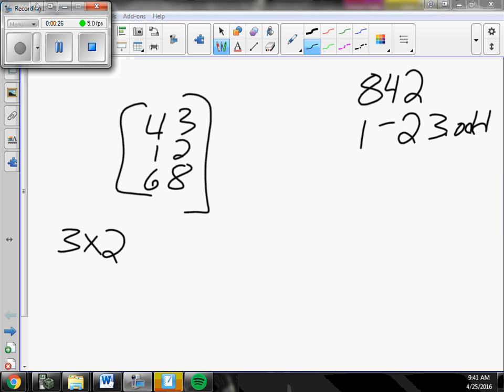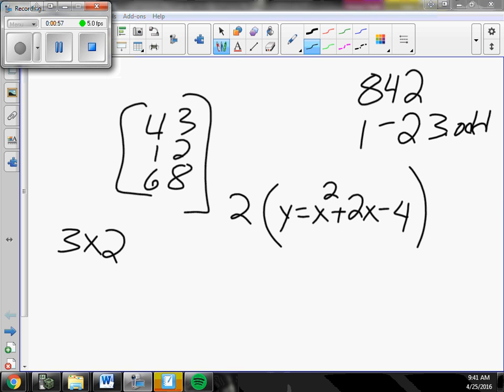Now, with matrices, there are two different multiplications. One is called scalar multiplication, and the other is called matrix multiplication. A scalar, which is something you've done lots and lots, scales a particular problem. So we have dealt with quadratics, and we have scaled the quadratic, which means you multiply the entire thing by 2.